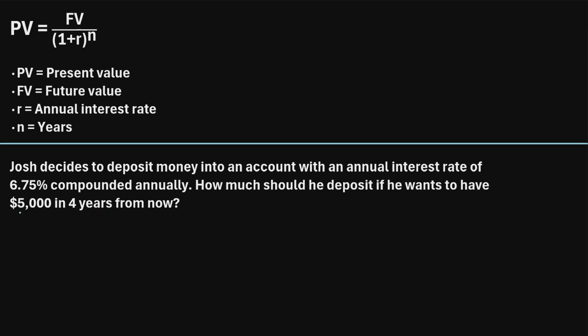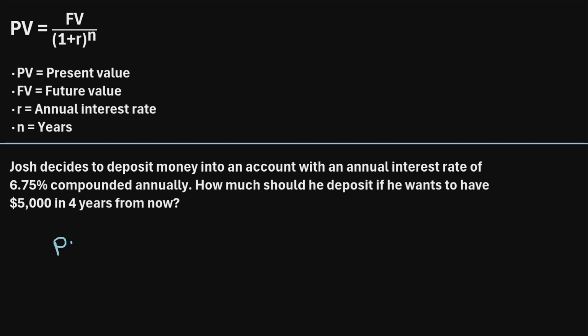So in this question, we know the future value that Josh wants. He wants to have $5,000. We just want to know what is the present value, or in other words, how much should he deposit into this account in order for that money to grow to this future value of $5,000. So let's go ahead and use this formula up here.